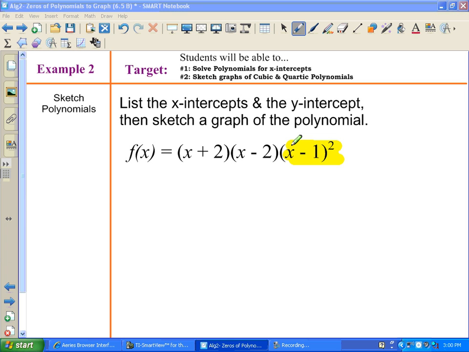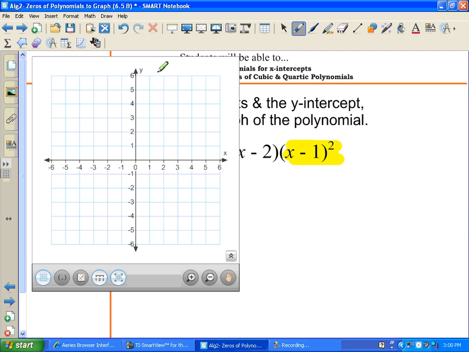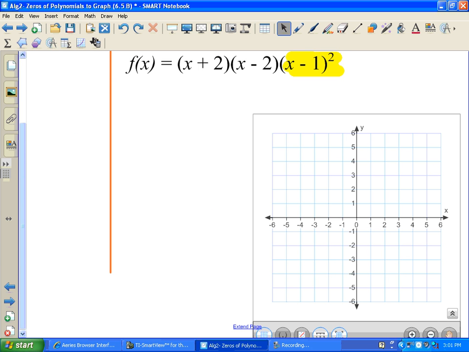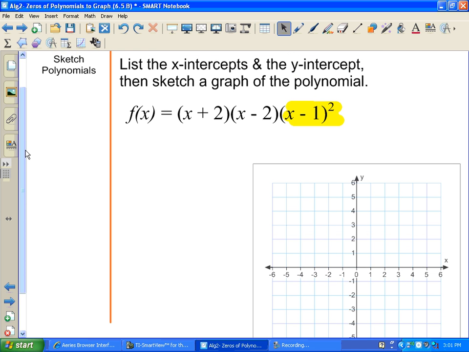Before we get started on this, we're going to get all of our information now. I do want to talk about what the degree is, because the most common mistake students would make on a problem like this is tell me that it's a degree 3. I'll give you guys a couple more seconds to copy this down. Again, that's f of x equals x plus 2 times x minus 2 times the quantity x minus 1 squared. I want to know what the degree is, because I need to know the degree in order to figure out what my end behavior is.